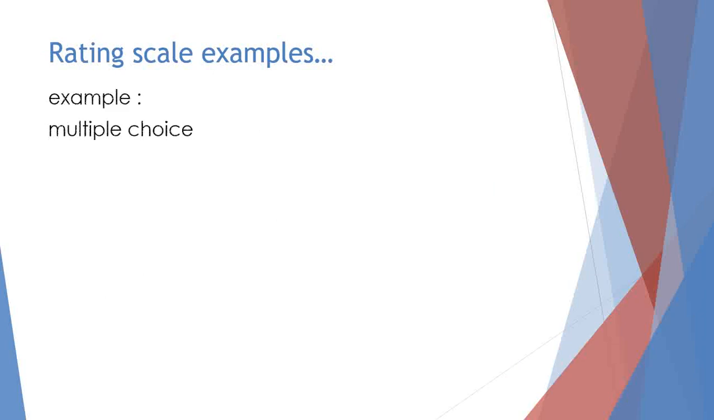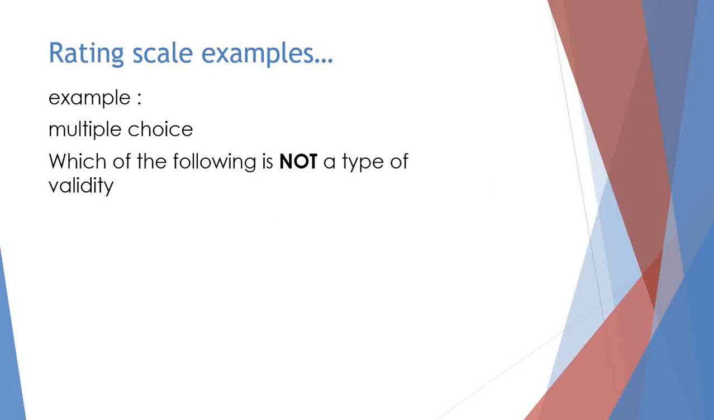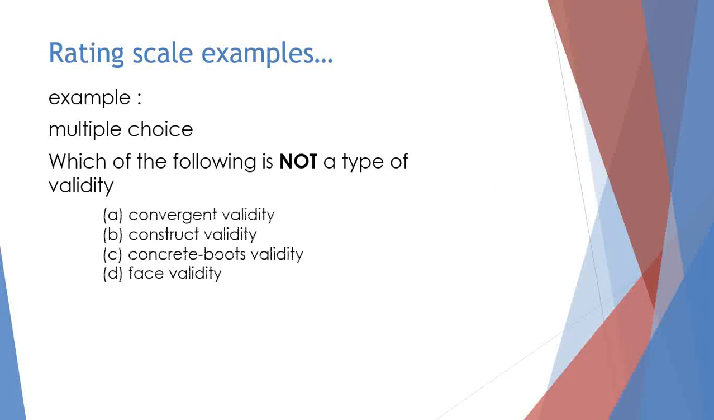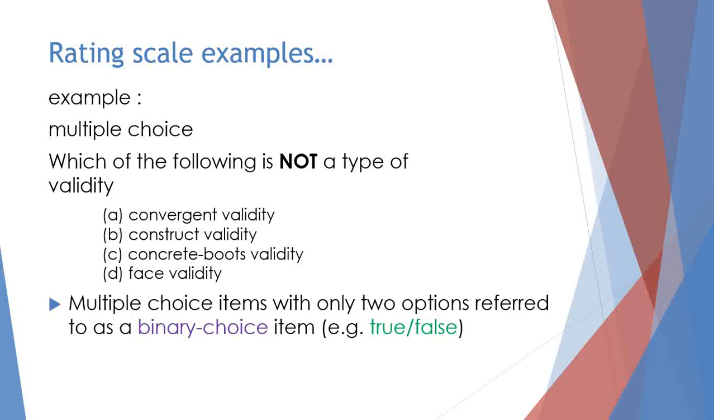Multiple choice, very common. A, B, C, or D. So which of the following is not a type of validity? Hopefully you would know that concrete boots validity is not real. That's where you weigh a body down with concrete and you sink them to the bottom of the river so they won't float. Not that I have personal knowledge.